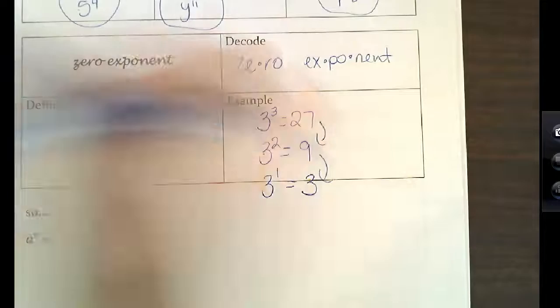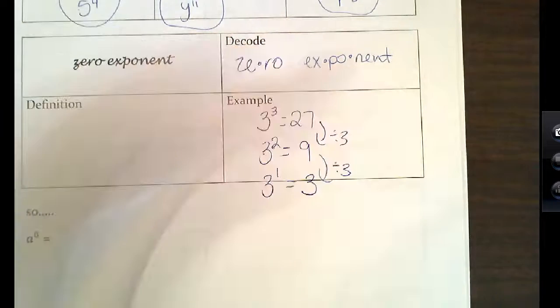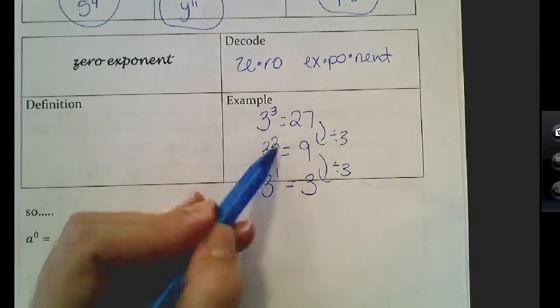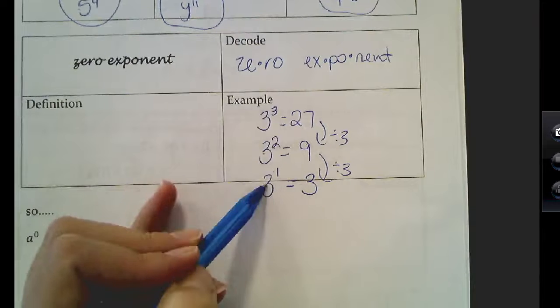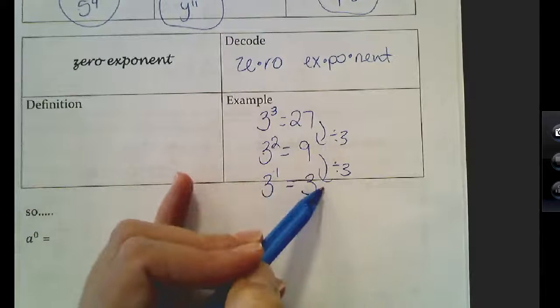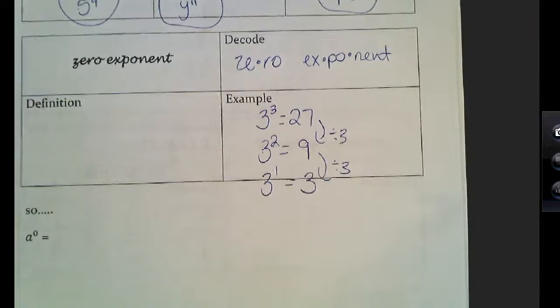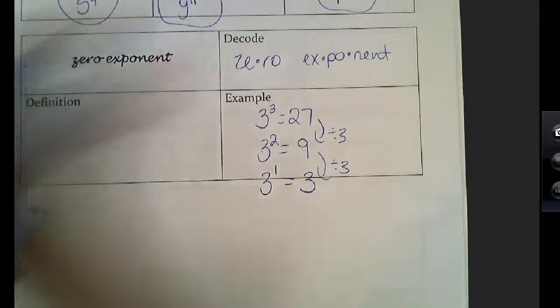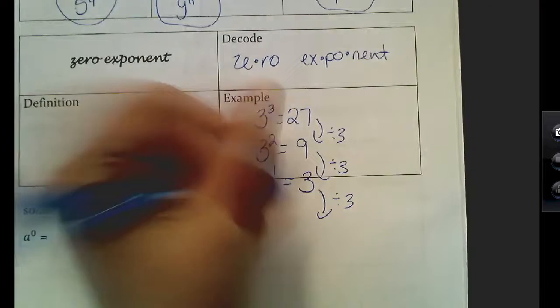So what do you guys notice is happening in this right-hand column here? We're dividing by 3, right? We're dividing by 3 each time. Each time my power decreases, I'm just dividing by 3. I'm taking away one more multiplication of 3. So if I were to divide by 3 again, what's 3 divided by 3? 1.